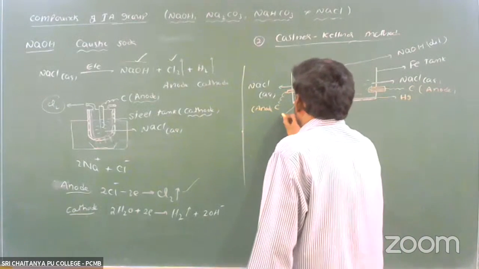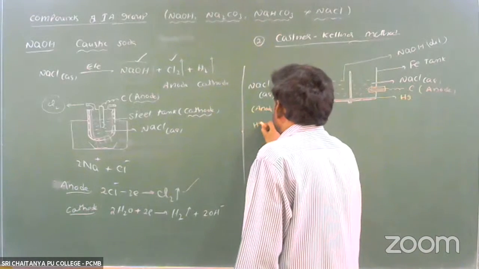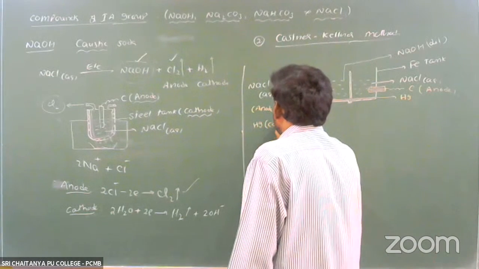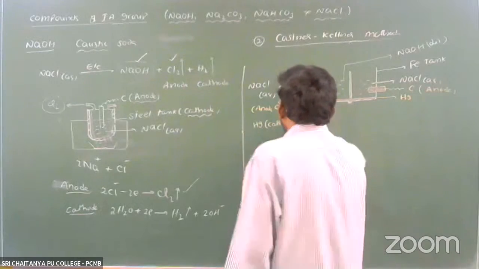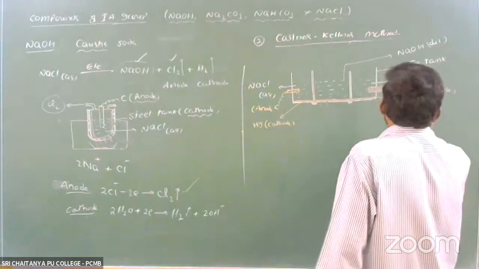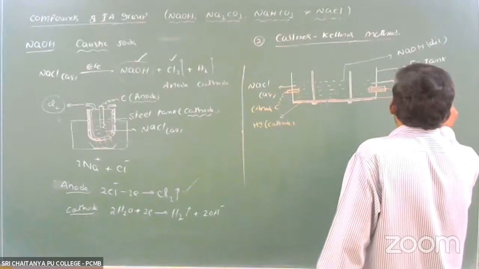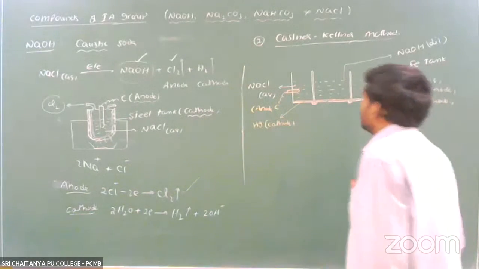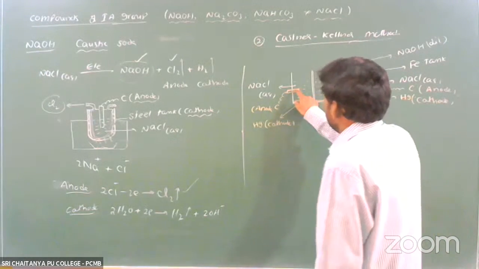The mercury in the side compartments acts as cathode. So mercury is the cathode. In the side compartments, mercury acts as cathode and the graphite rod acts as anode. Okay, now the anode is completed.